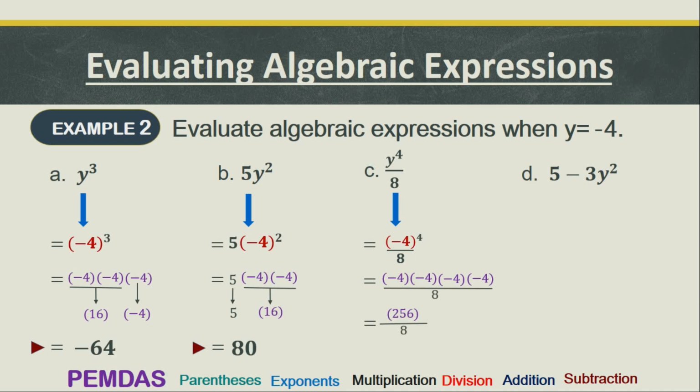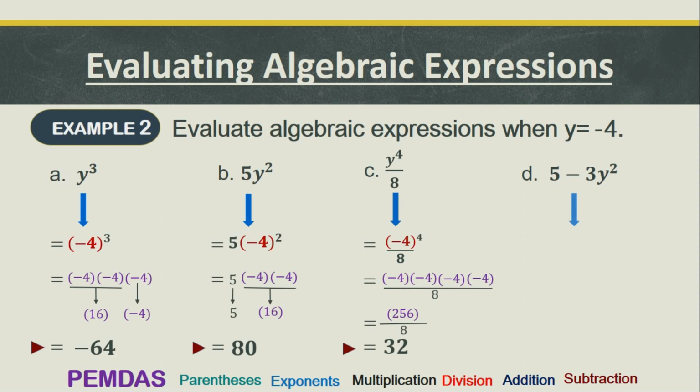Next is M for multiplication. Do we have something to multiply? There is none, right? So proceed to D for division. And yes, we have something to divide. And by dividing 256 by positive 8, the answer is positive 32. So we stop from here since we already have the final answer. And let's have the last example.